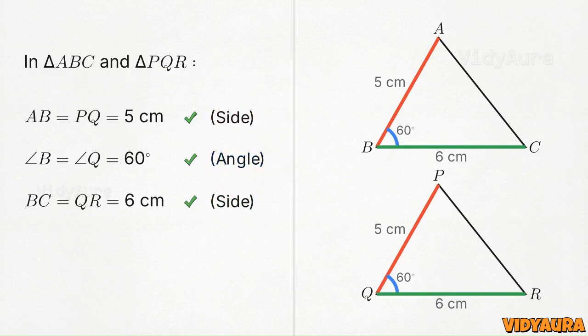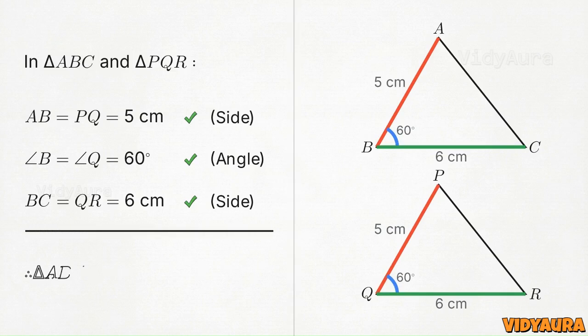Reviewing our list on the left, we have verified a side, an angle, and a side. This fulfills the SAS pattern. Notice how the 60-degree angle sits directly between our 5 centimeter and 6 centimeter sides. The angle must be positioned between the 2 sides for the SAS pattern to work.